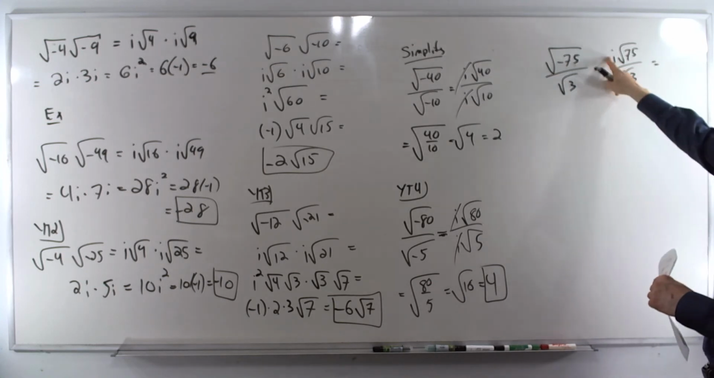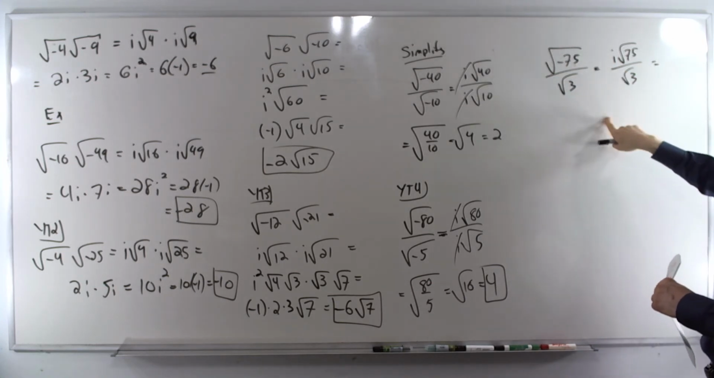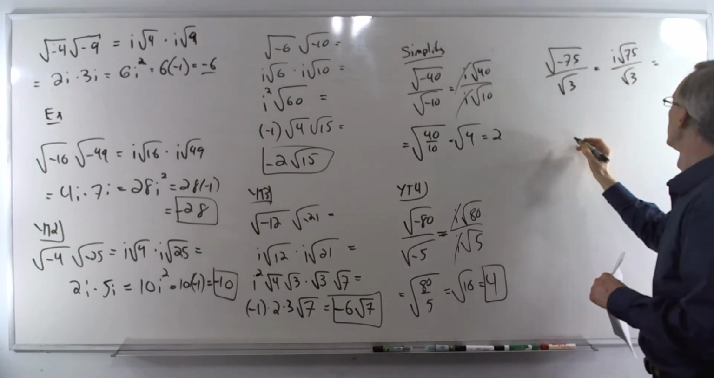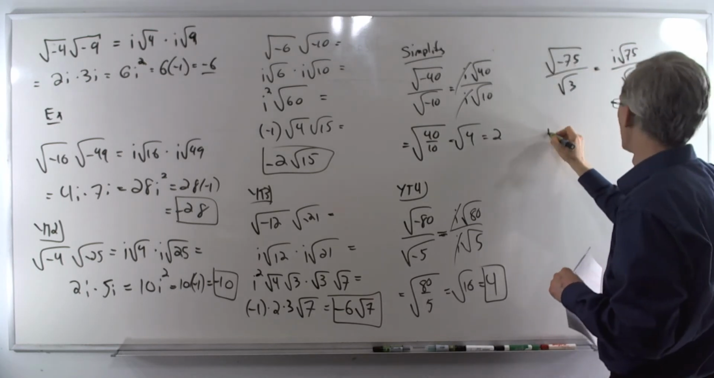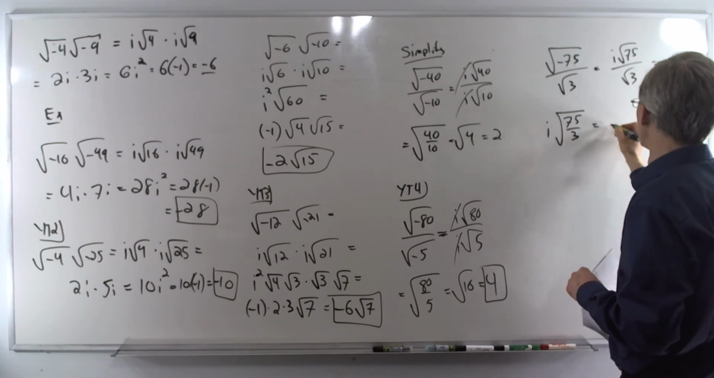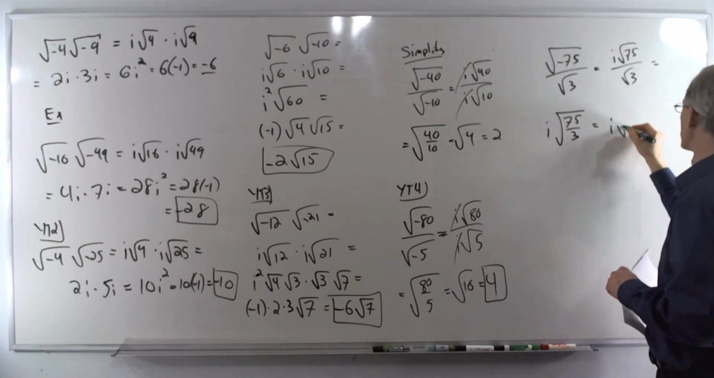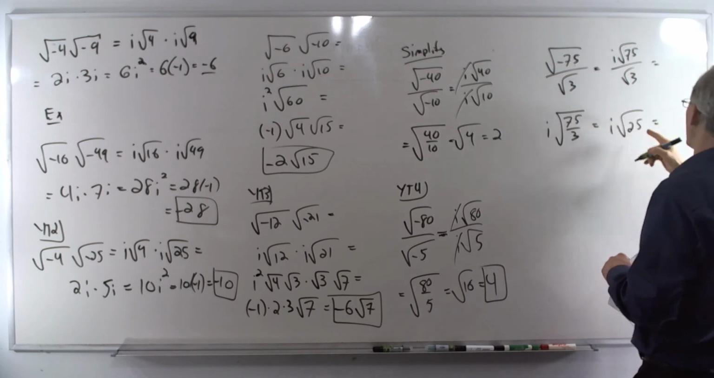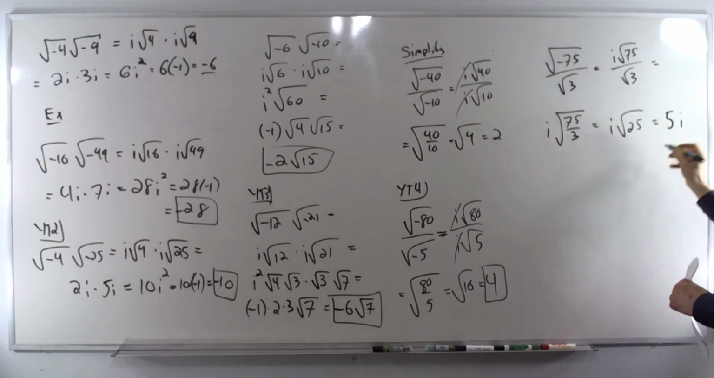All right, so we got that i up top. Nothing to cancel with, so we're going to keep that. Now we can use the quotient rule here. So that is i times the square root of 75 over 3. And as i times the square root of 25, that's 5, so we get 5i.